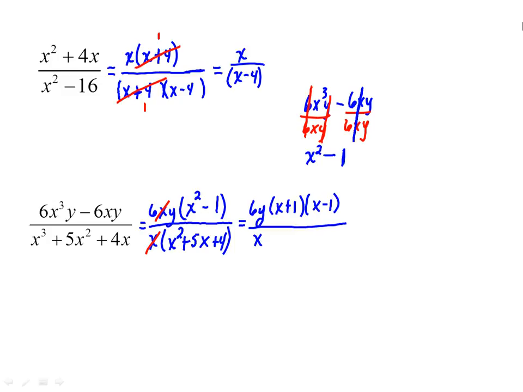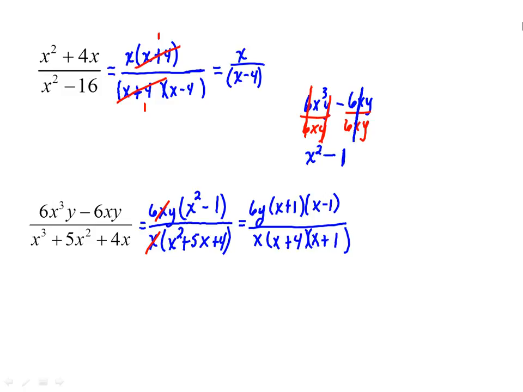What do you notice about this group here? How would you factor that? It's a trinomial. Your leading coefficient's 1. What are the signs going to be? Good. And then x squared, you're going to bust into x and x. What can you multiply together to get 4, but add together to get 5? 4 and 1.